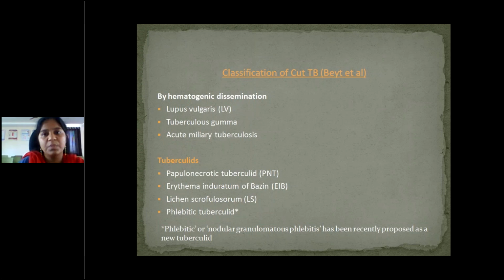So what are the types of tuberculids in skin? Papulonecrotic tuberculid, erythema induratum of Bazin, lichen scrofulosorum, and phlebitic tuberculid. Phlebitic or nodular granulomatous tuberculid has been recently proposed as a new tuberculid. Initially it was not there. This is a recent addition.